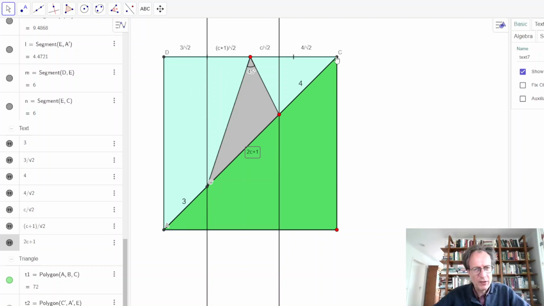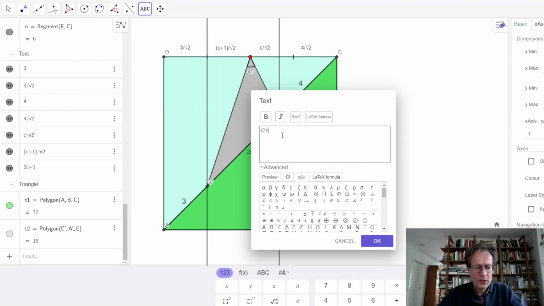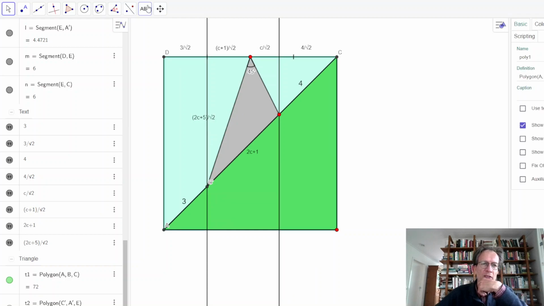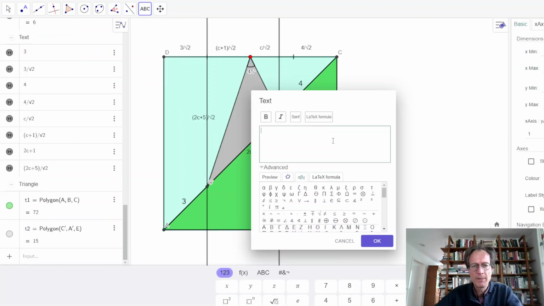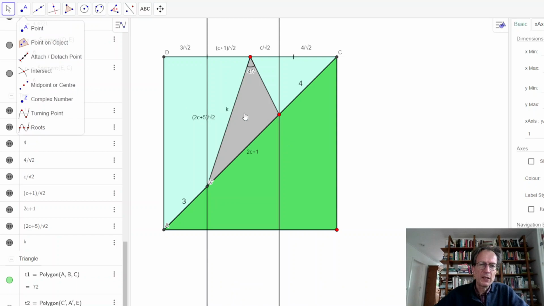Because this is a square, we know that this length equals that length, so this is 2c plus 5 divided by square root of 2. We have here 2c plus 5 divided by square root of 2, by equating this length to that length. Now I'm going to name this side, let's say it has length k. And now it's a matter of finding equations.